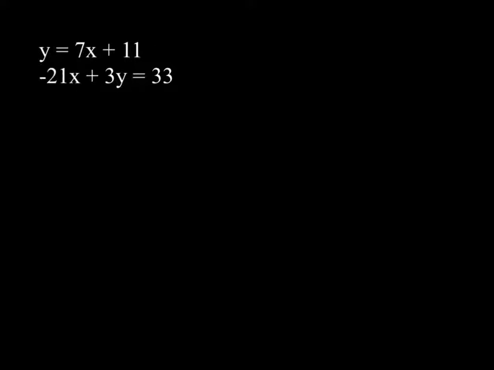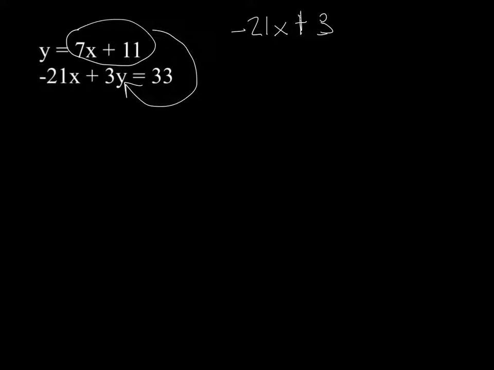In this example, we have one equation solved for y. So we're going to take this value of y and plug it in for y here. This will give us -21x plus 3. Now instead of being times y, it's going to be times 7x plus 11, and that's going to be equal to 33.